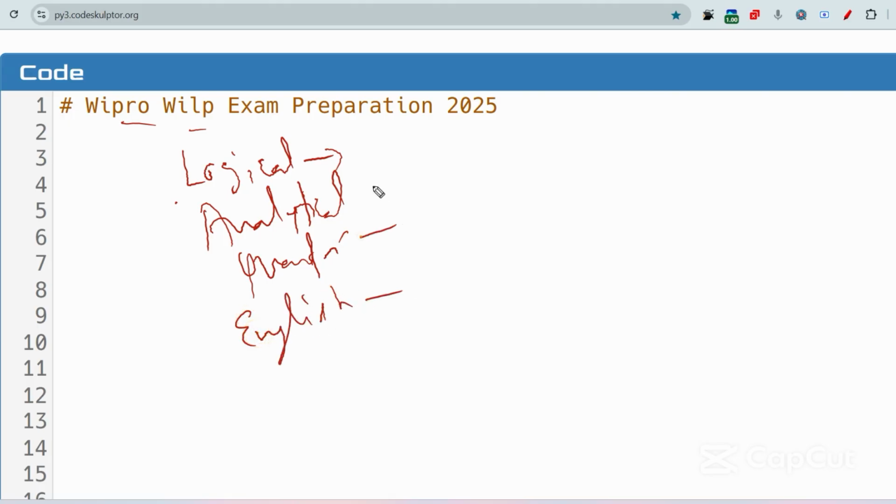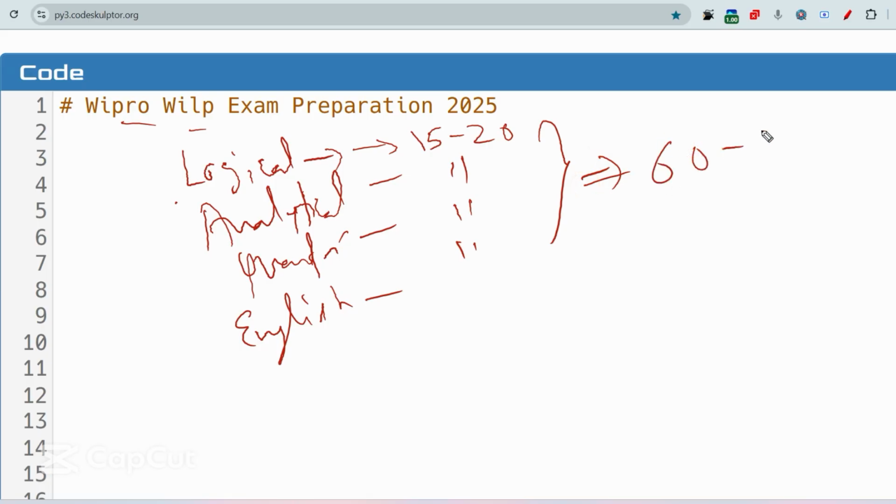Now the number may vary, but from all of these topics you can expect more than 15 to 20 questions each. Now let me discuss what can be the cutoff. You have to perform in such a way that you can get 60 to 65% marks in the exam.